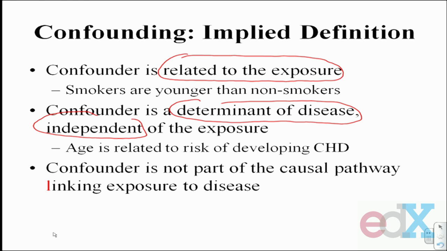And the last part, which is again implied by that diagram, is that a confounder cannot be part of the causal pathway linking the exposure to the outcome. It's not that smoking causes you to be old, and older age causes you to have more heart disease. Smoking doesn't cause you to be old.